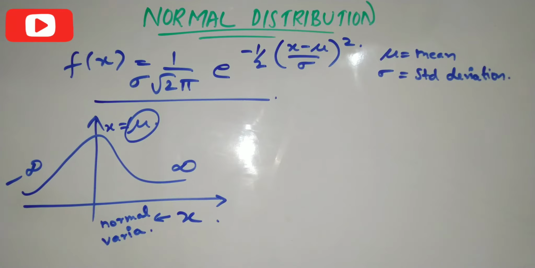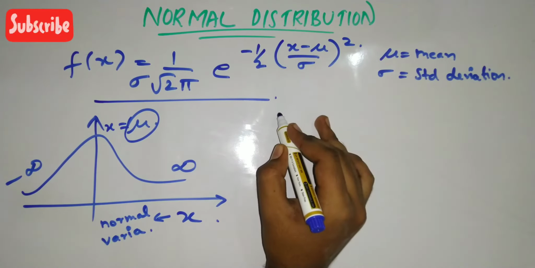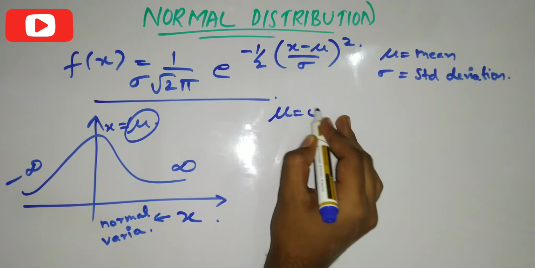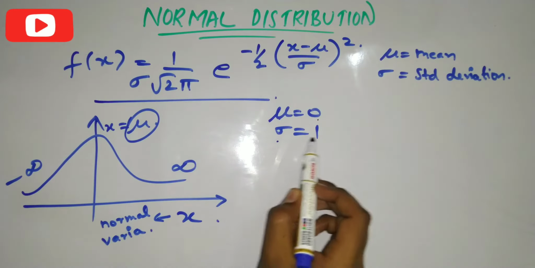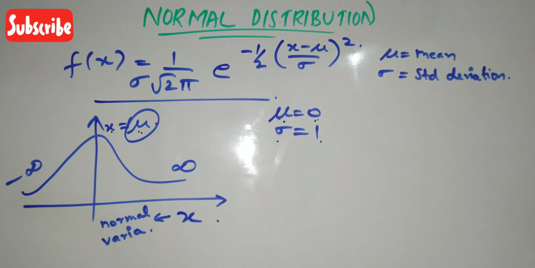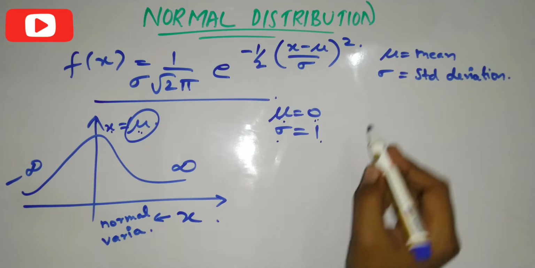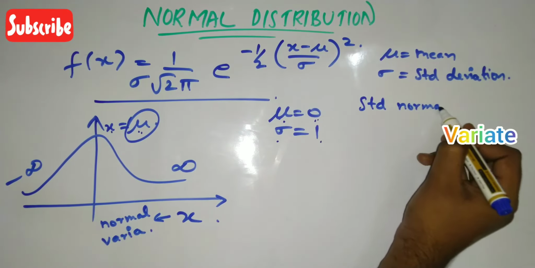Okay, now let us move on to one condition, that is, what happens when mu is equal to 0 and sigma is equal to 1. That means mu is equal to 0 and sigma is equal to 1. If I put mu is equal to 0 here, this x becomes what? 0. And one more term I'll introduce, that is standard normal variate, that is z.